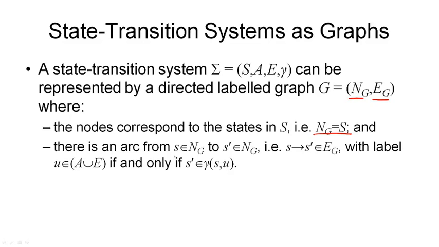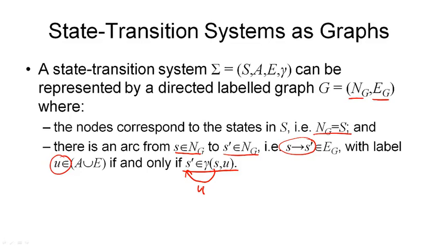And the edges in this graph correspond directly to the state transitions defined by the state transition function. So we have an arc from a node S to another node S prime. So this is an edge in this graph, and that is labeled with label U, which is either an action or event, if and only if the state S prime is the result of applying U in S. U can be action or event. So we have a transition from here to here with label U.